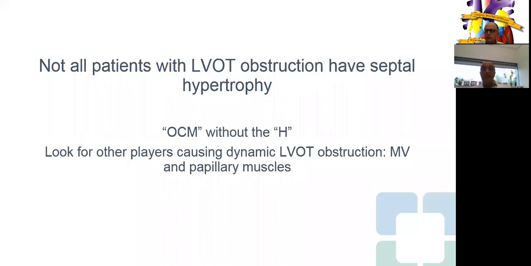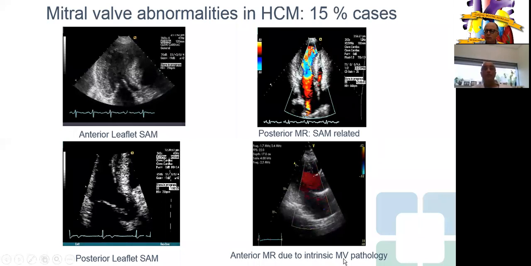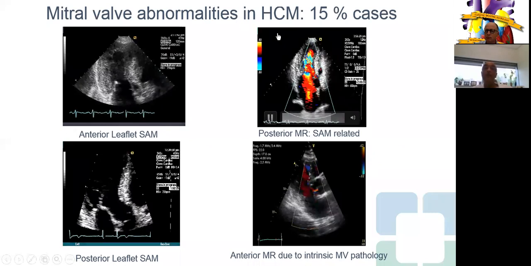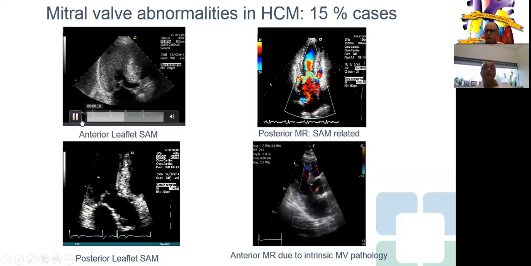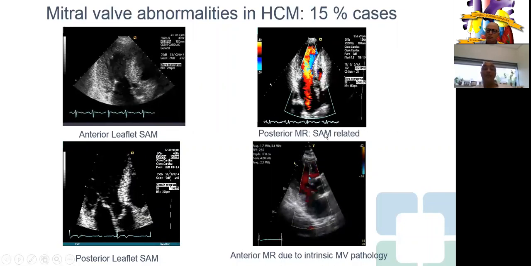Now, not all patients have hypertrophy in the setting of LVOT obstruction. So there's a subgroup of patients who have the OCM without the H. So you have to look for other players causing outflow tract obstruction, i.e. the mitral valve or the papillary muscles. Mitral valve abnormalities come in all shapes, sizes, forms. If looked for carefully, we've observed them in about 15 to 20% of the cases. So there's a case with anterior leaflet SAM. This is a patient with posterior leaflet SAM.